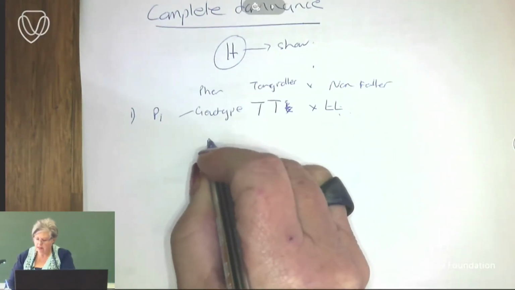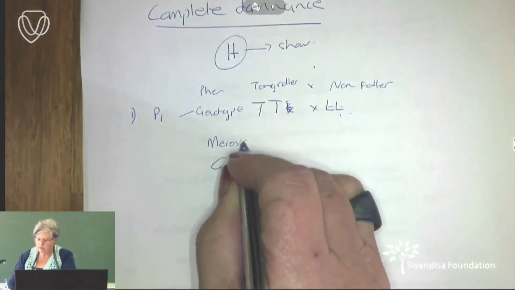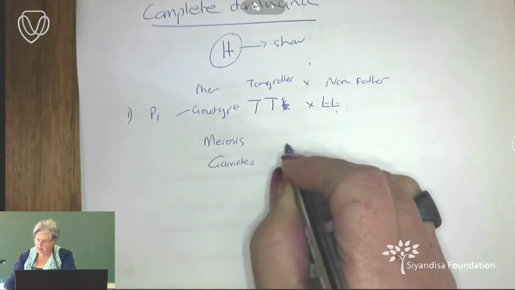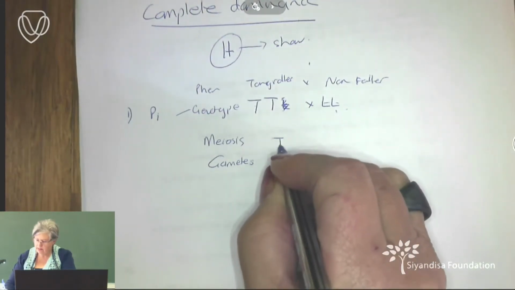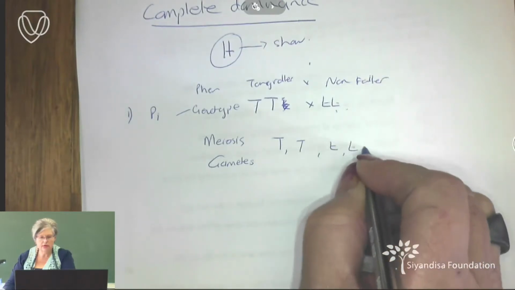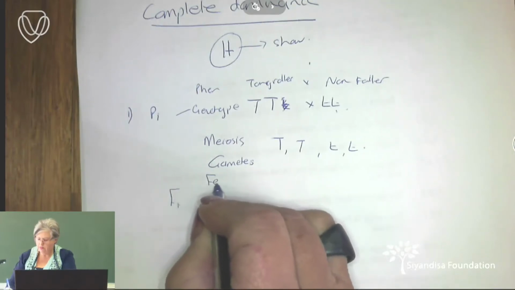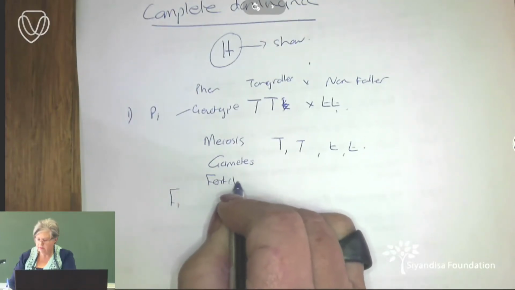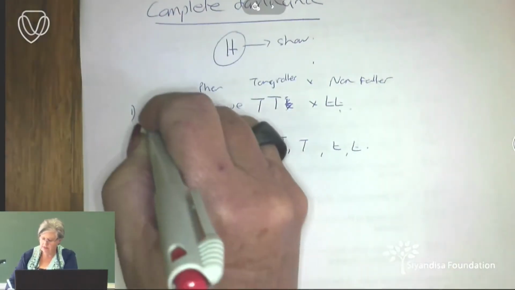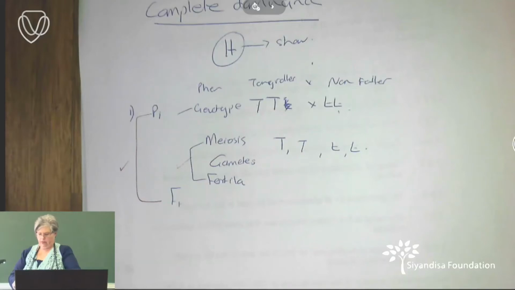What must I then write? I must write meiosis occurs. So what follows there? It's the gametes. So with meiosis, I will get big T and small t. That's my gametes. What will my offspring look like? Then we have fertilization. So I got my mark there for fertilization, and I got my mark there.